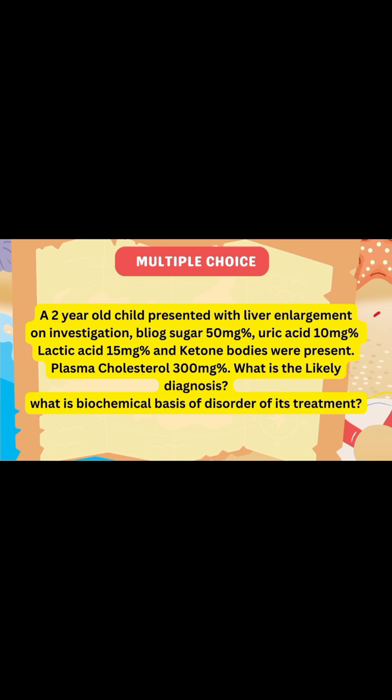So let me give you another question. A 2-year-old child presented with liver enlargement. On investigation, blood sugar was found to be 50 mg%, uric acid 10 mg%, lactic acid 15 mg%, and ketone bodies were also present. Plasma cholesterol level was 300 mg%. So what is the likely diagnosis and what is the biochemical basis of the disorder and its treatment?